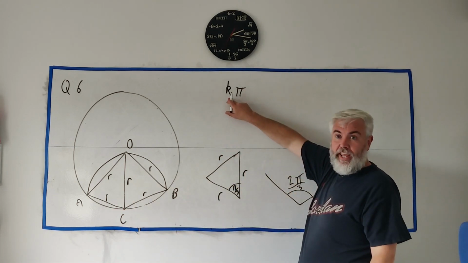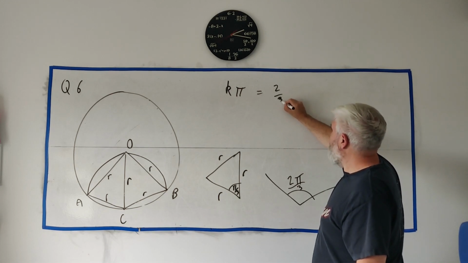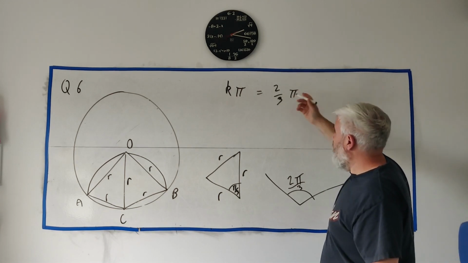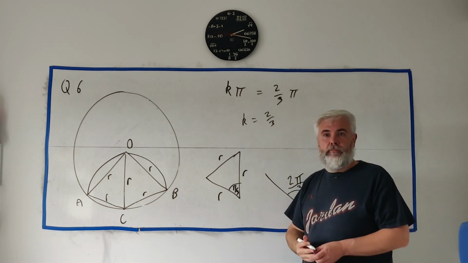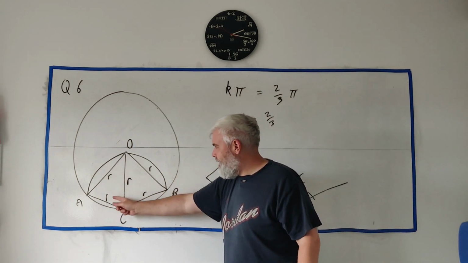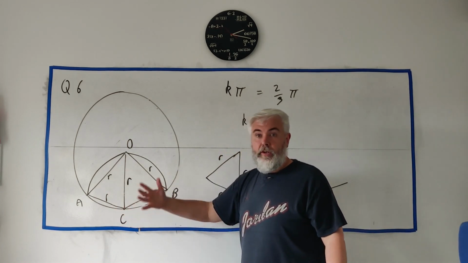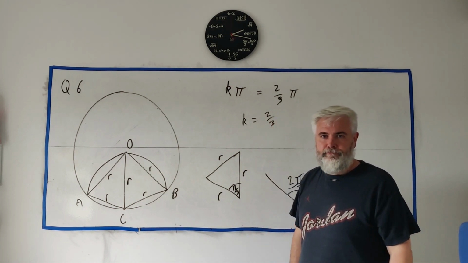They told you it's also K pi. That is equal to 2 over 3 pi, I guess. Or what they wanted is K is equal to 2 over 3. Now you could have just looked at this and gone, well, that's 60 degrees, that's 120, or in radians, 2 over 3 pi. There's your answer.